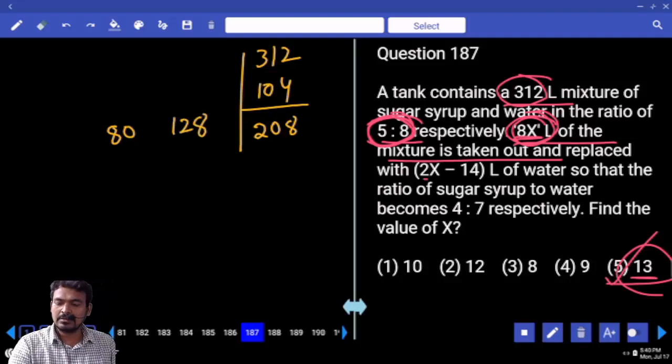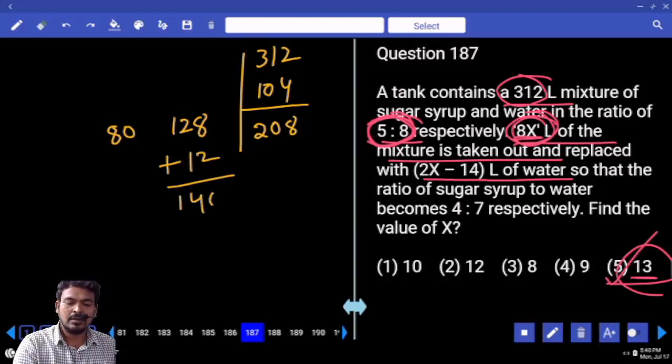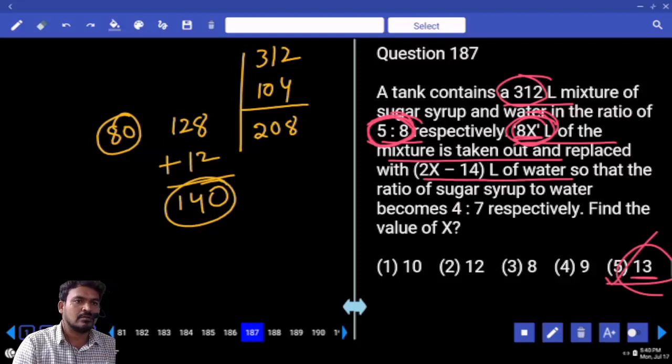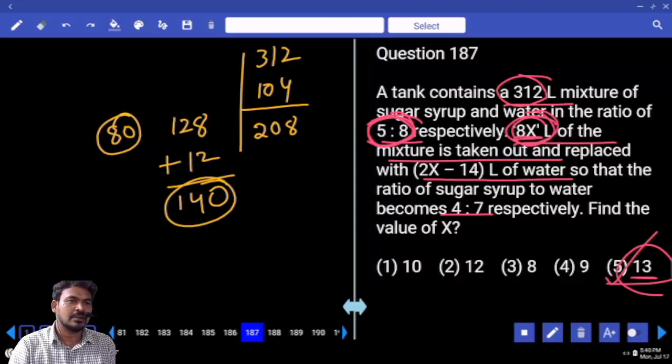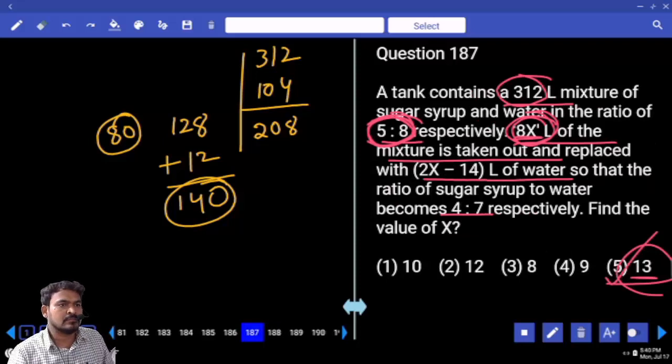Again it is replaced with 2x minus 14 liters of water. 2x means 26, minus 14 means 12. 128 plus 12 is 140. One will be 80, another one is 140. What is the ratio? 4:7. Are we getting the same or different? It is a verification.